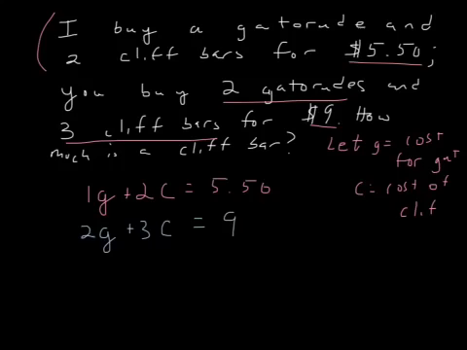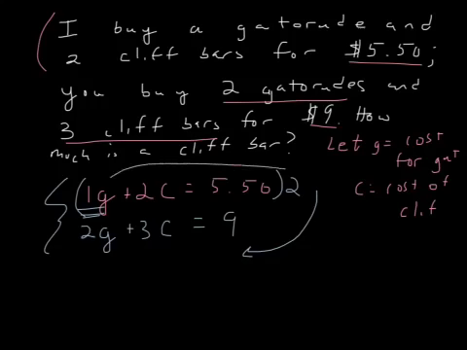Okay, well, what's the easiest way to solve this system of equations using linear combination? Well, I think the easiest way is just to take my top equation and multiply it by 2. I'm going to write it right down there. Because when I distribute the 2 across, I'm going to get 2 times 1g, so 2g, plus 2 times 2c, so 4c, equals 2 times 5.50, which is 11.